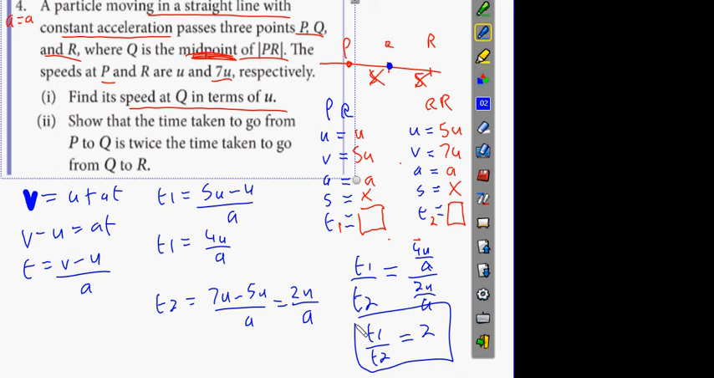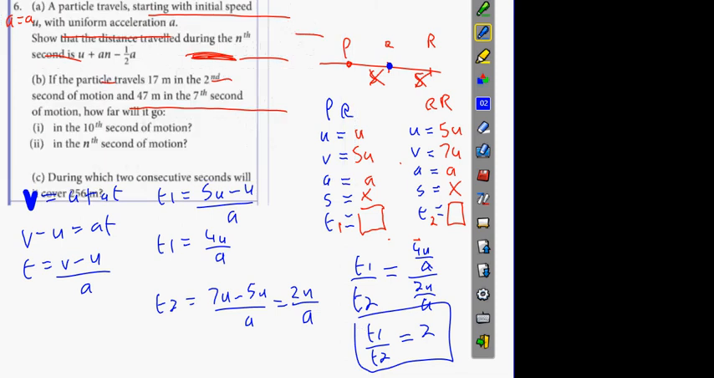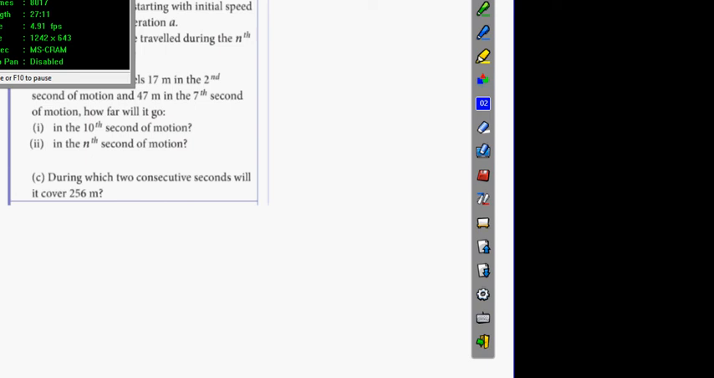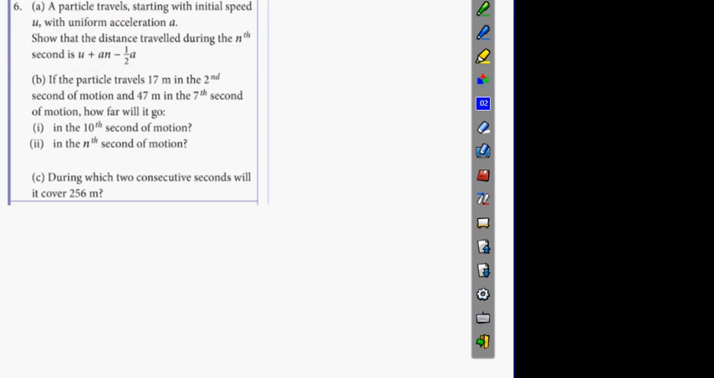Okay, one more for the road. Question 6. Okay, have a quick read and come up with a way of doing it. So, in this question here, a particle starting with initial speed u with uniform acceleration, show that the distance travelled during the nth second will be u plus an minus a half a.